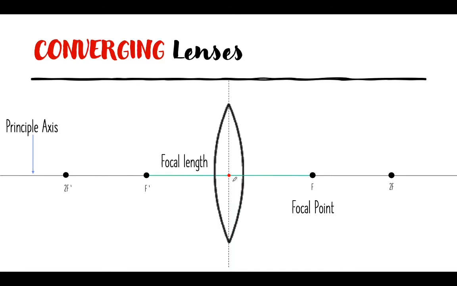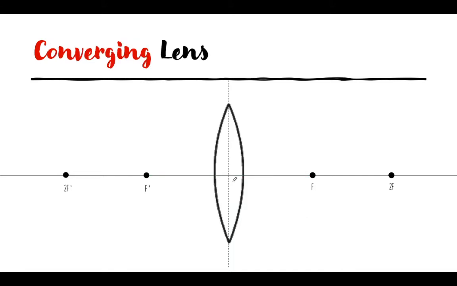We also have another two values on either side of my lens. On the left side, I've got 2F prime, and on the right side, I've got 2F. Just like that label suggests, 2F is double the focal length, and 2F prime is double F prime, which is the same. So that is all the terminology that you need when we're talking about diagrams for converging lenses.